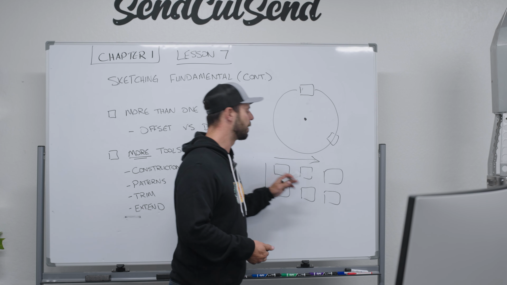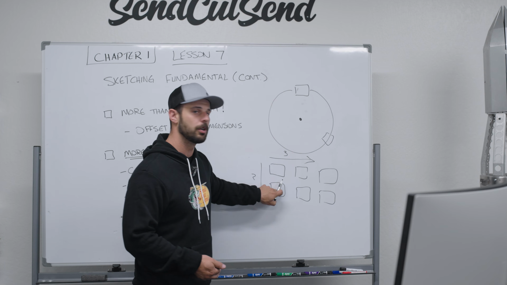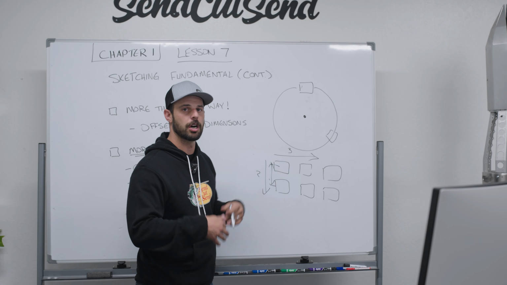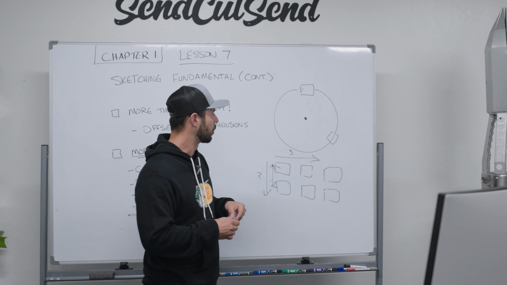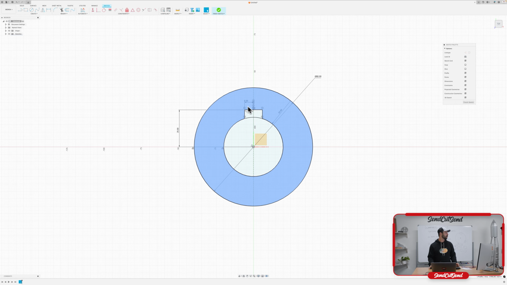And you can select how many you want. On this one, this would be a 3 by 2, right? So we'd have 3 by 2, and you can change the spacing of them and how many there are, and so on and so forth. So now that we've kind of talked about pattern, let's jump back into the CAD here and show you where that's at.